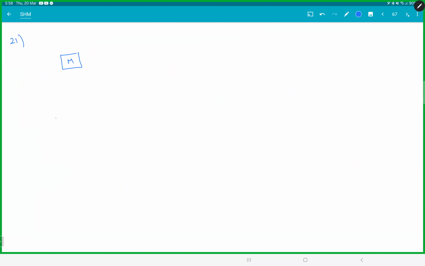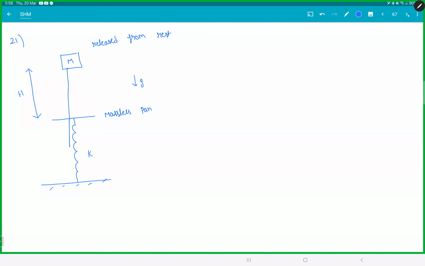We got a block of mass M. We have K, and this is a massless spring. This side is H. Gravity is there. Release from rest. What will happen? The block will fall, the spring will compress, then the spring will push, the block will fly. So this block will just keep on going up and down. Find time period.